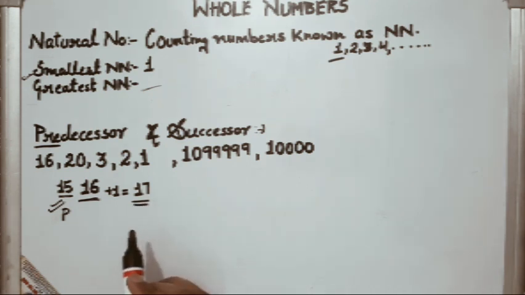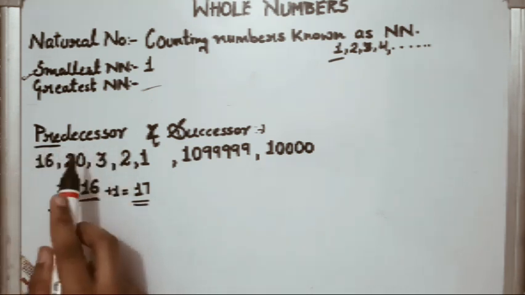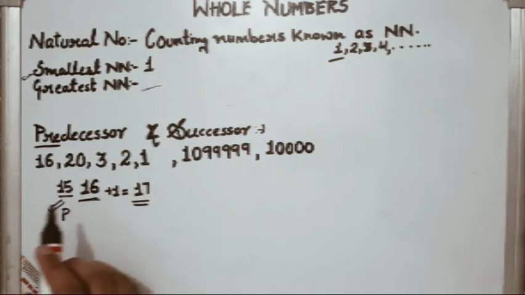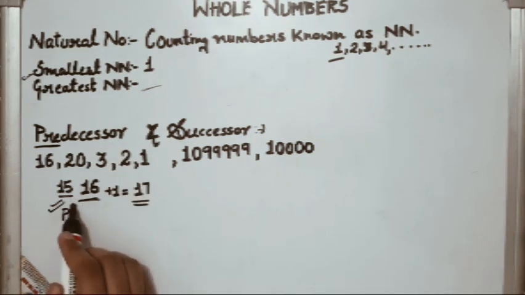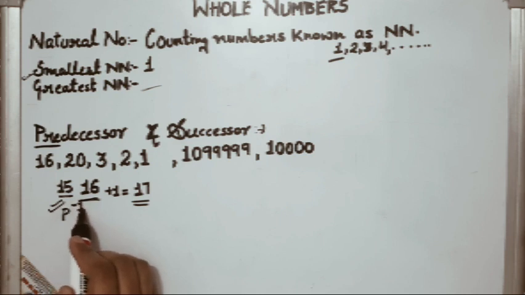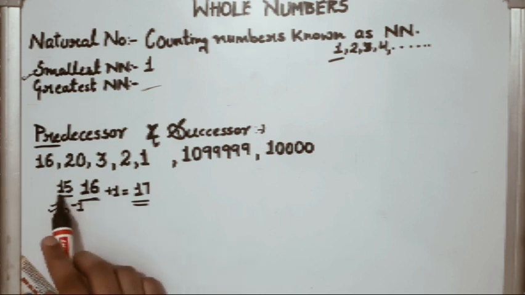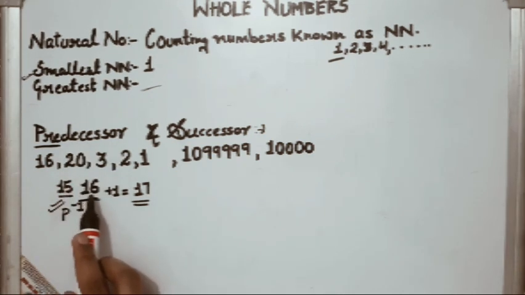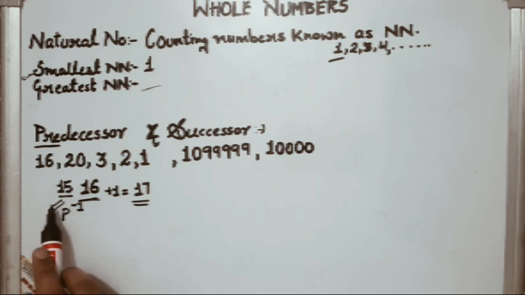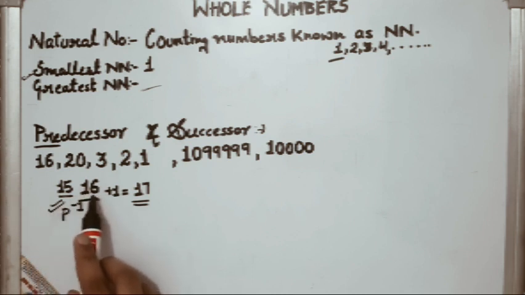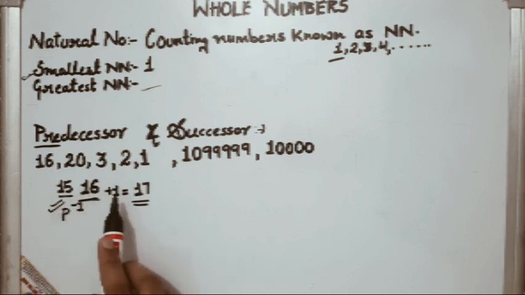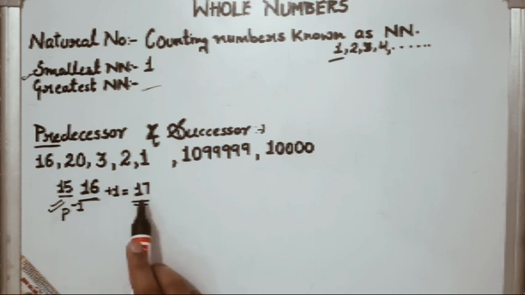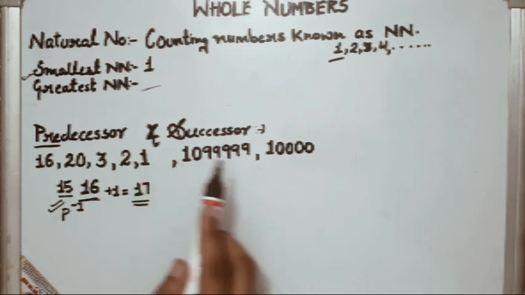Similarly, if you want to see mathematically about the predecessor, you just have to minus 1 from it. 16 minus 1 is 15. So for the predecessor, you subtract 1 and the answer you get is your predecessor, and when you add 1 to the given number, the next number that comes is your successor. So I think these two terms will be clear to you.